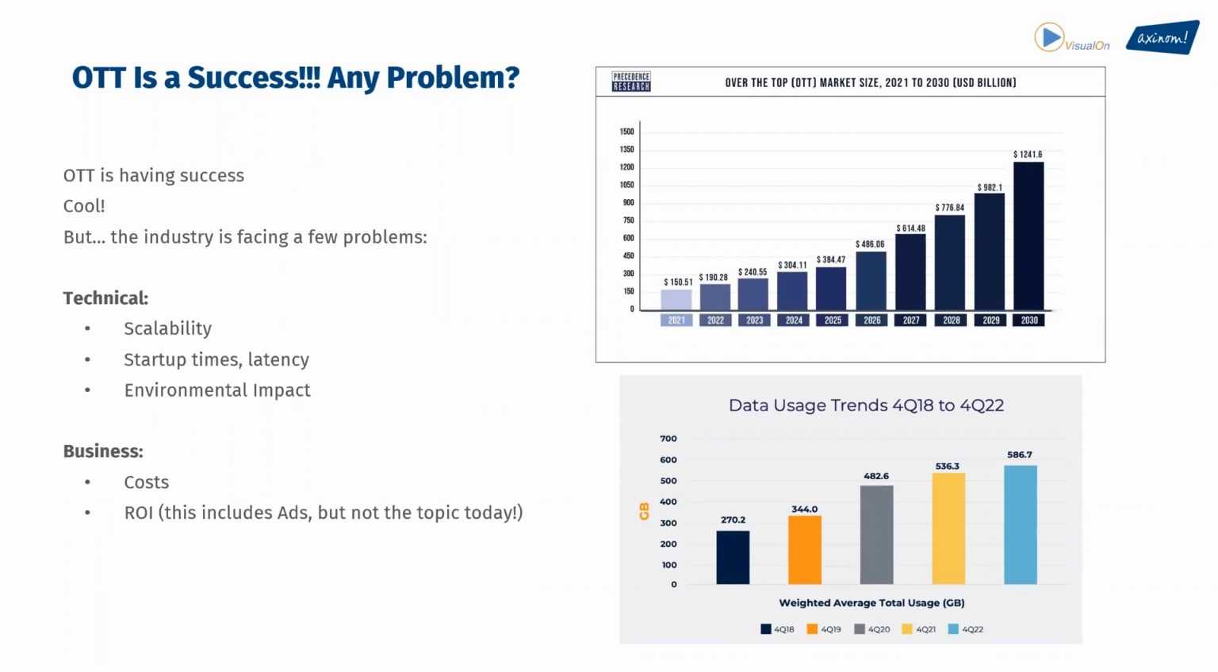Optimizer can help to tackle these challenges by reducing the quantity of bits that you need to stream content while still keeping the best possible quality for the end users. This is the core of the webinar today. We will now start to get into a bit of detail of how this works, and let's start with Axinom Encoding services.